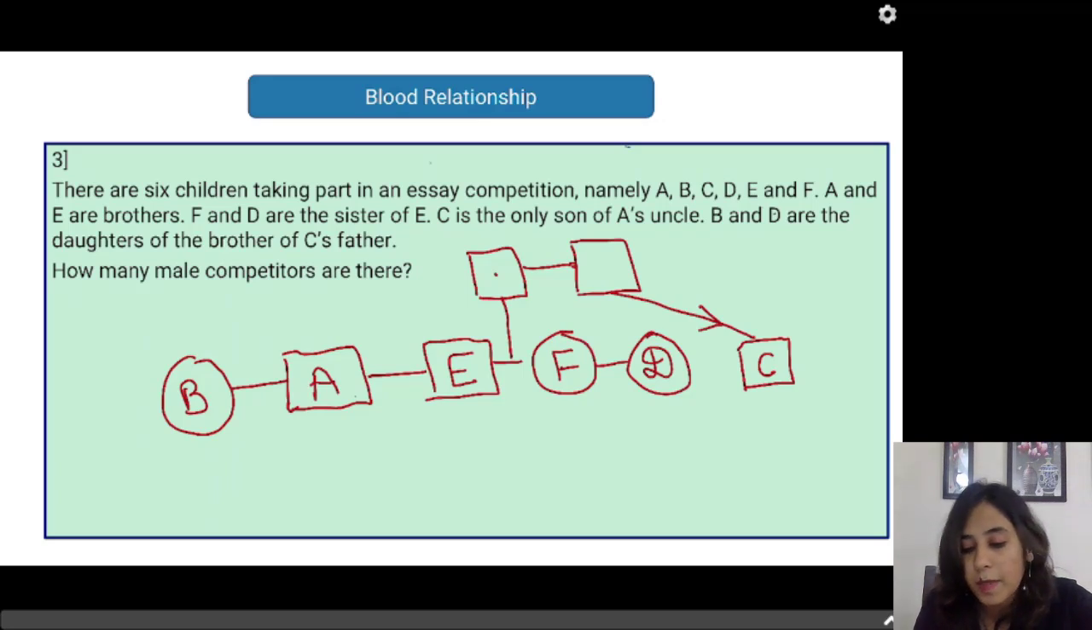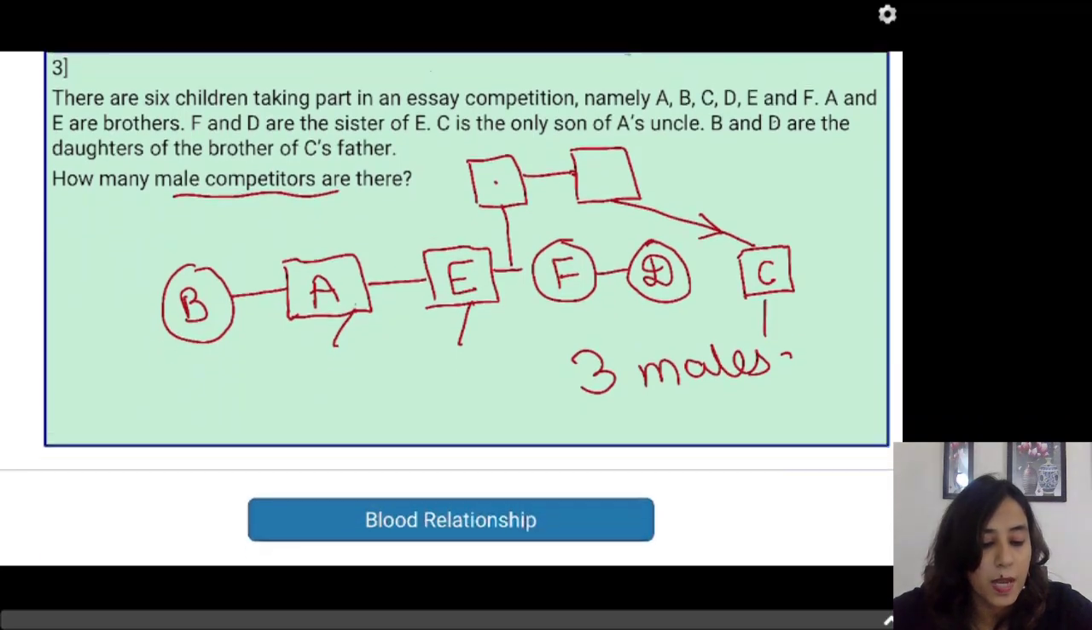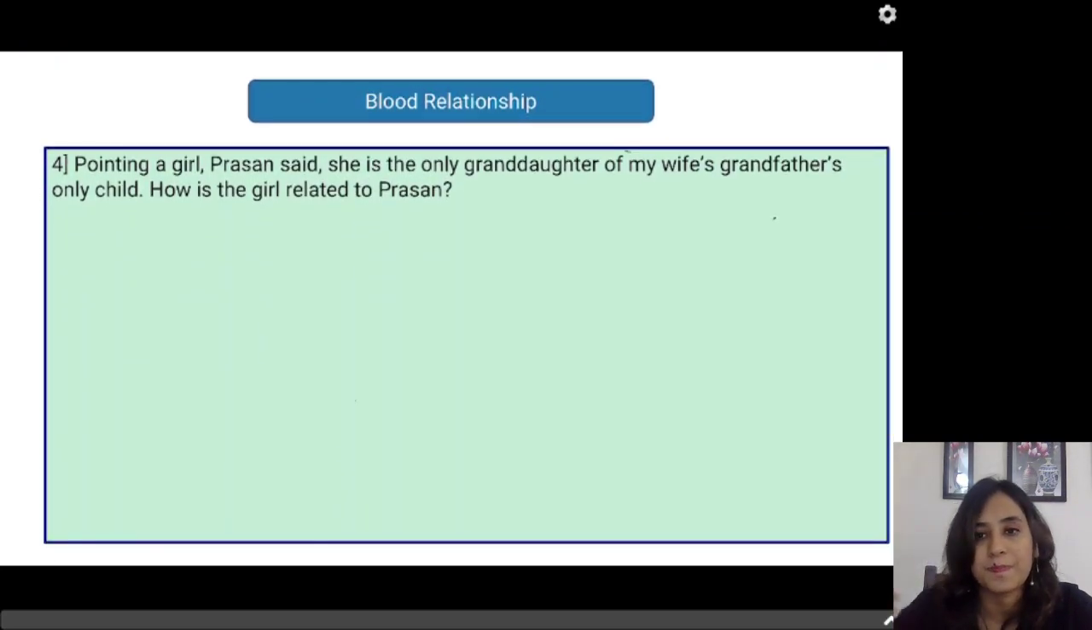So in total, how many people do we have? Yes, we have plotted six people here, six children. How many male competitors are there? So there are one, two and three males. So the correct answer is three. So we have three male competitors. This one was an easy one. Let's go to the fourth question.